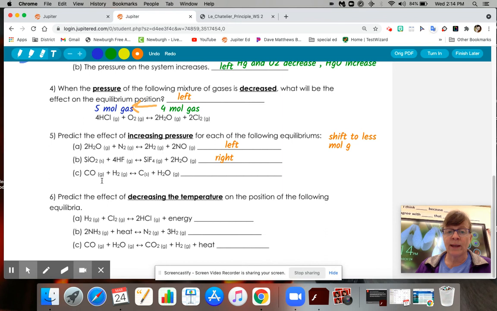Next, again, we only care about gases when we're dealing with pressure. This is a gas. I have 1 mole. This is a gas here, H2. I have 1 mole. That's 2 moles of gas on the left side. Right? I have a little room. I can write that 2 moles of gas.